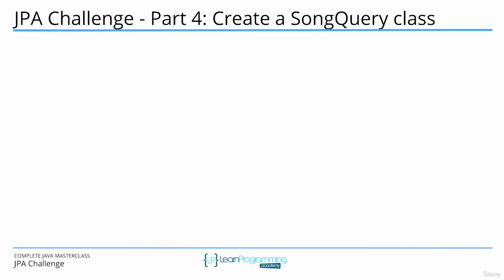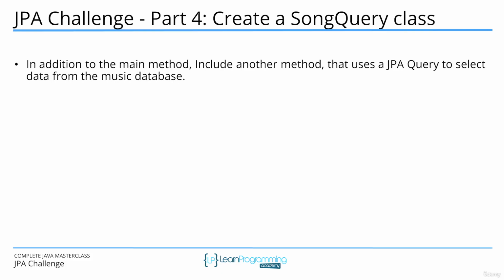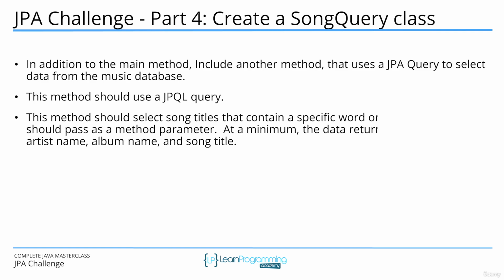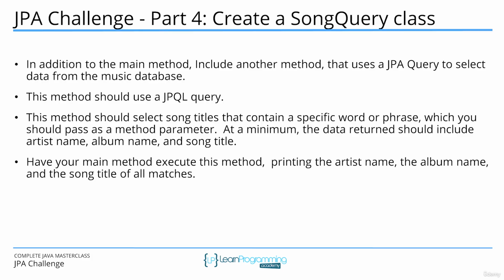Next, you'll create a new class called SongQuery that has a main method. In addition to the main method, include another method that uses a JPA query to select data from the music database. This method should use JPQL. This method should select song titles that contain a specific word or phrase, which you should pass as a method parameter. At a minimum, the data returned should include artist name, album name, and song title. Have your main method execute this method, printing the artist name, the album name, and the song title of all matches.